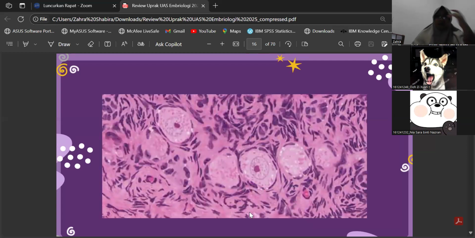Okay, we begin with the first picture. This is the primordial follicle. Okay, primordial follicle. There is an oocyte over here. Primary oocyte. This is the oocyte, and this is the center, or the DNA, of the oocyte.